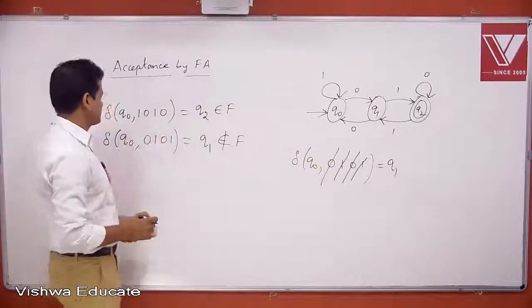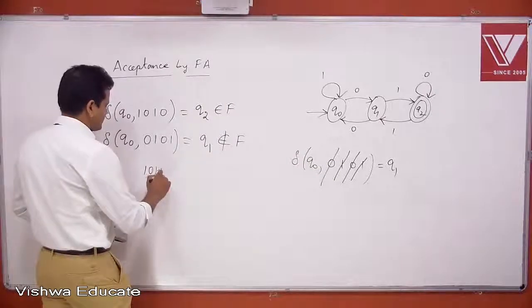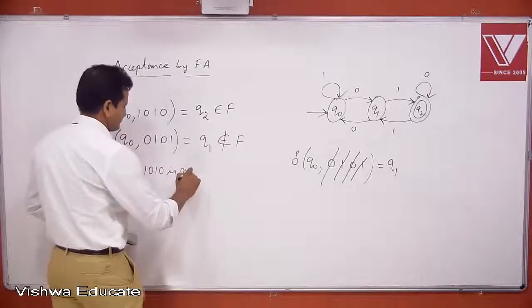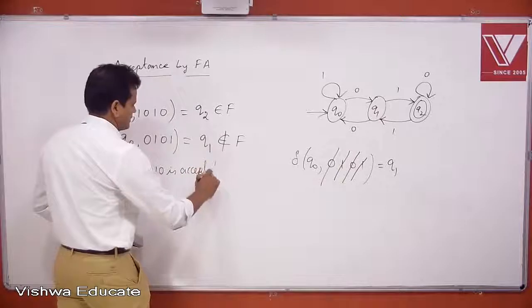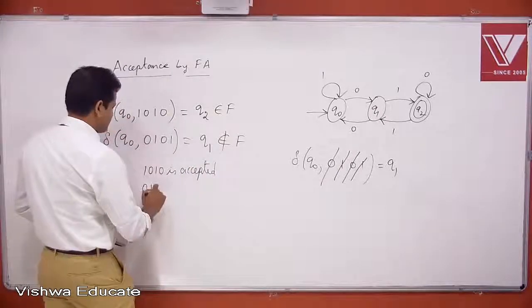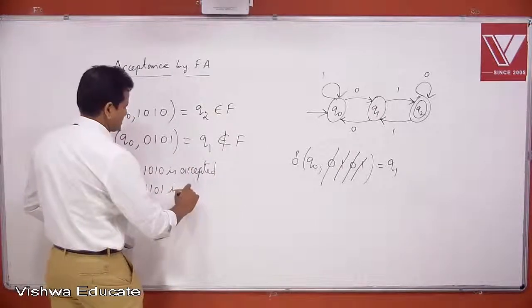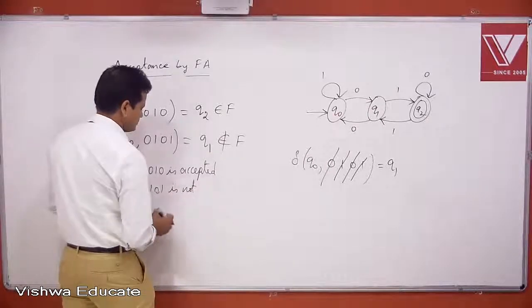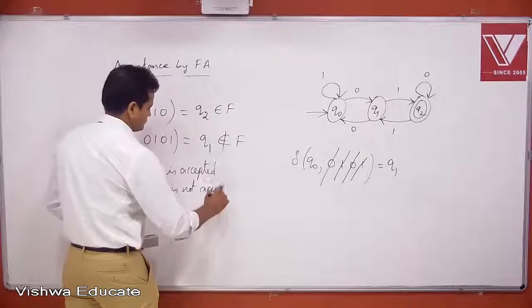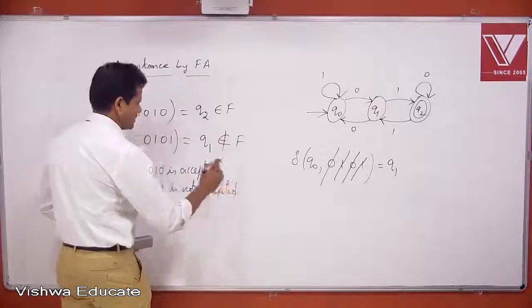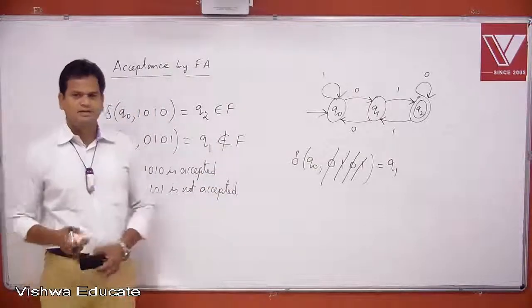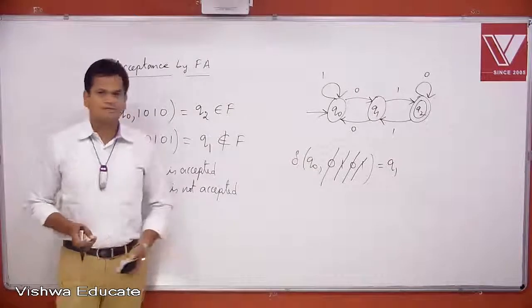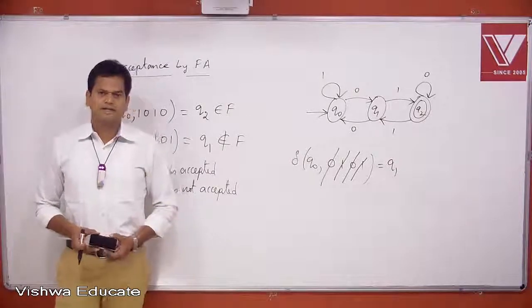Whereas 1010 is accepted and 0101 is rejected, or you can say not accepted. This is what acceptance of a string by finite automata means.